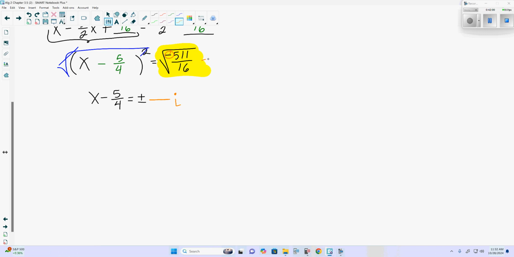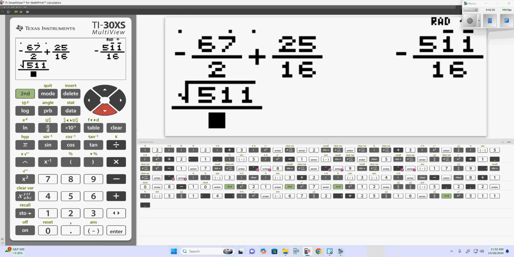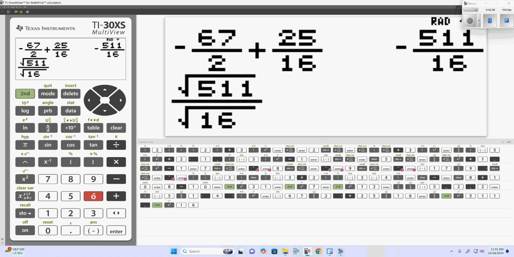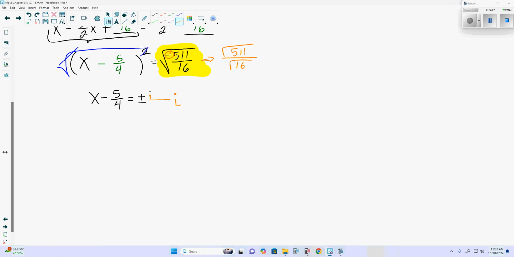Now, since we took the negative out, we do have 511/16. And we can't just plug in the square root of 511/16 all in the calculator like that. It needs it broken up. Yes. Square root of 511 over square root of 16. Well, what is the square root of 16? 4. So we could have done that without the calculator. Really, the main thing was finding the square root of 511.